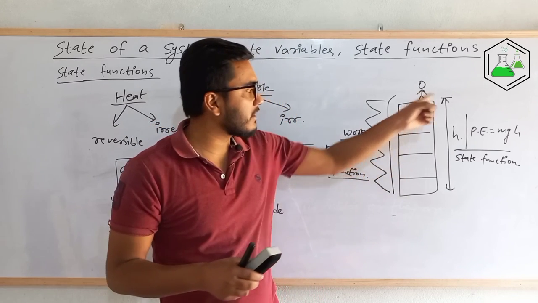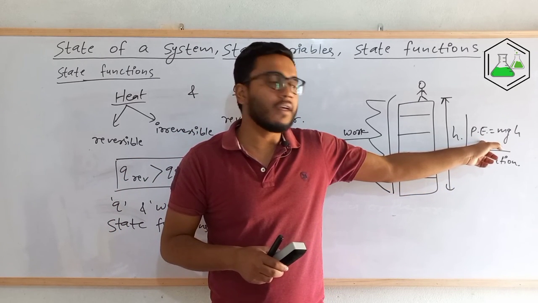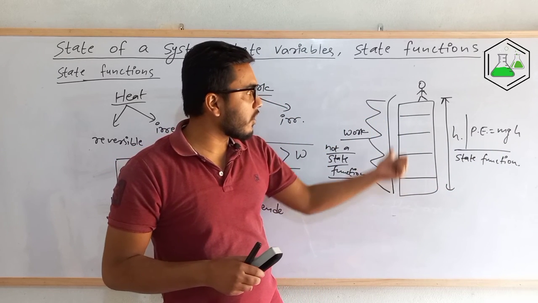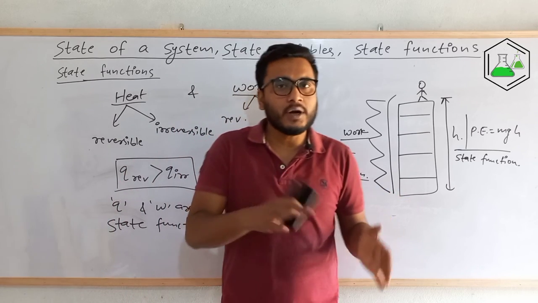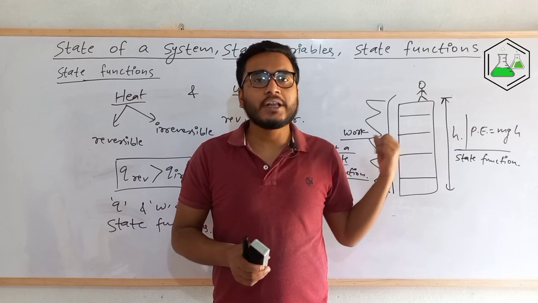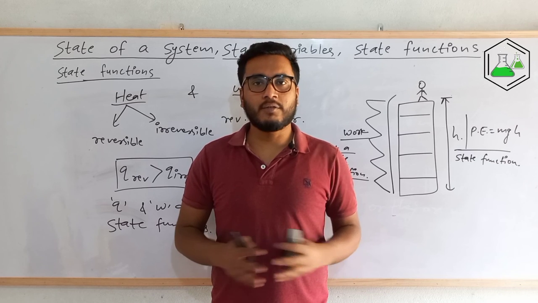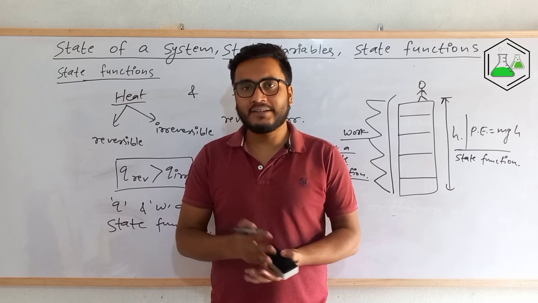And obviously in this example over here, height does not change, potential energy does not change. So obviously it is a state function. But work, if that person goes up by the ladder and the stairs and the lift, then work done by him is different. So it is not a state function, or it is a path dependent variable. That's all in this video. I hope you understood everything about state function, state variable and state of a system.